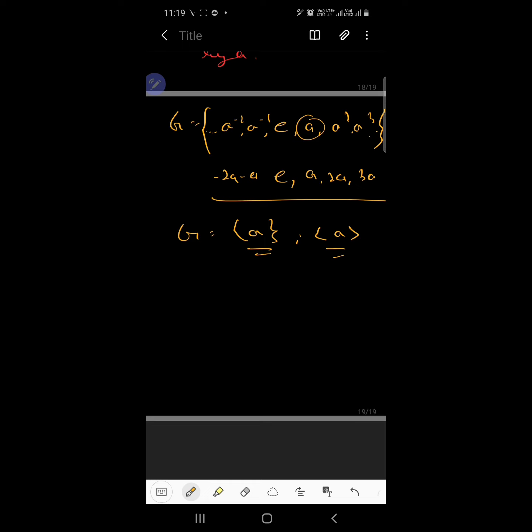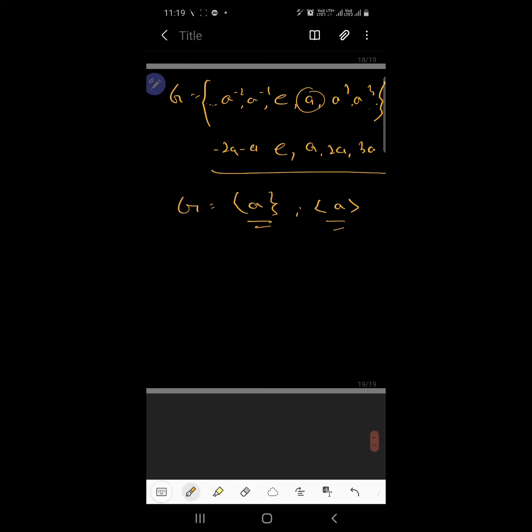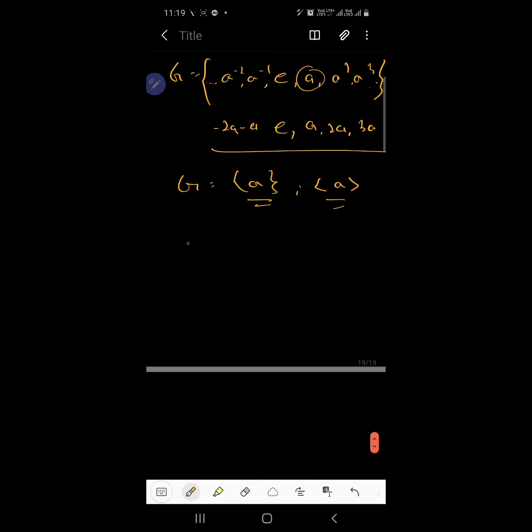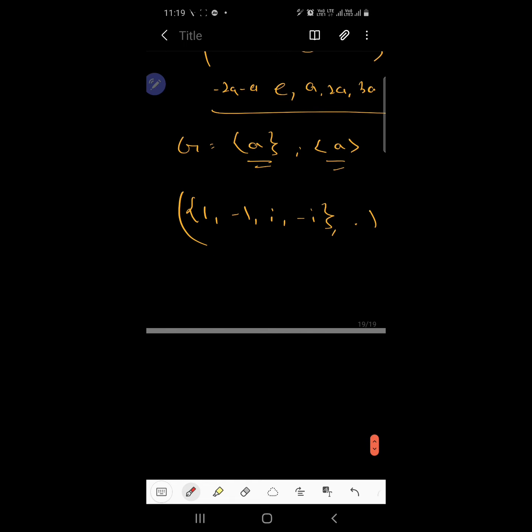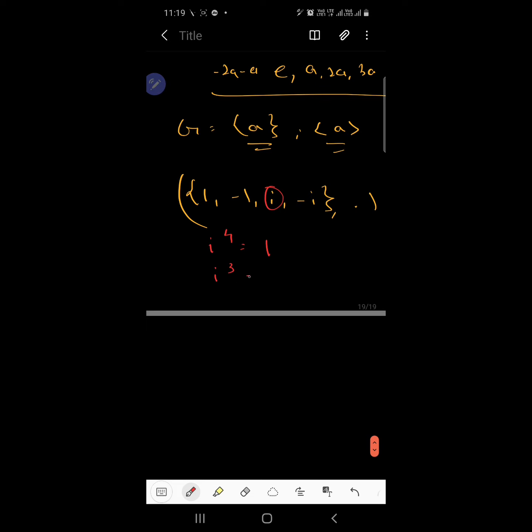Okay. A very important example of cyclic groups is this particular group: 1, minus 1, I, minus I, with respect to multiplication. Now, how is it a cyclic group? Let's see. If we have I, we can say I to the power 4 equals 1, I cube equals minus I, and I square equals minus 1. And I to the power 1 is I. So every element is an integral power of I in the multiplicative binary operation. Okay.